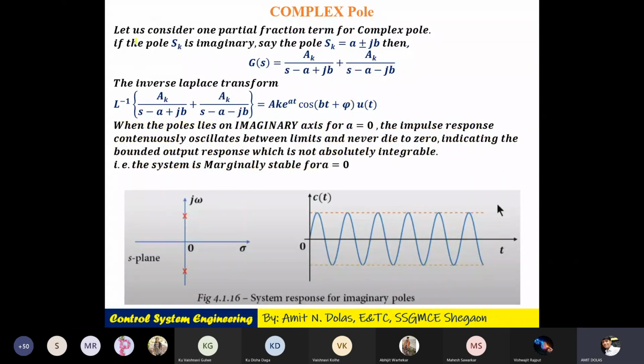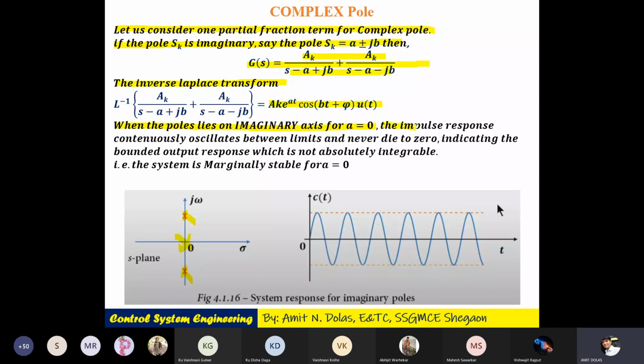Now complex pole at origin. Let us consider partial fraction term for complex pole. If sk is imaginary and say it is plus minus jb, then this will be the same equation, of course, and the inverse Laplace transform is this. But what we did here: when the pole lies on the imaginary axis, that is A is equal to 0. Here A value is 0, but there will be minus jb and plus jb.